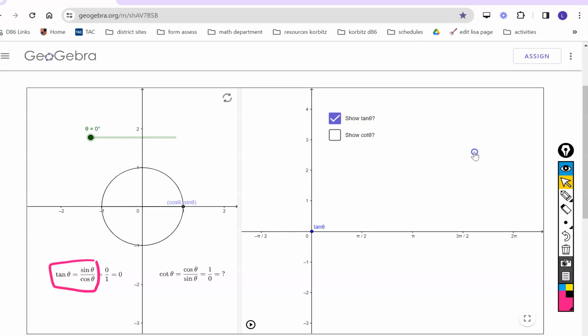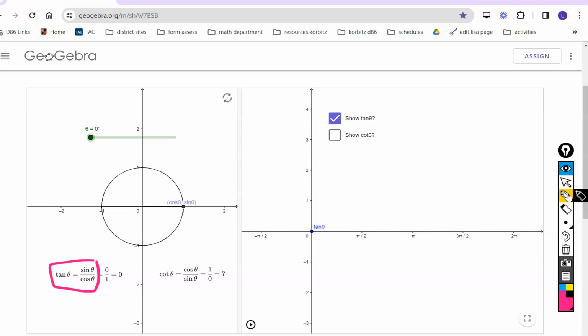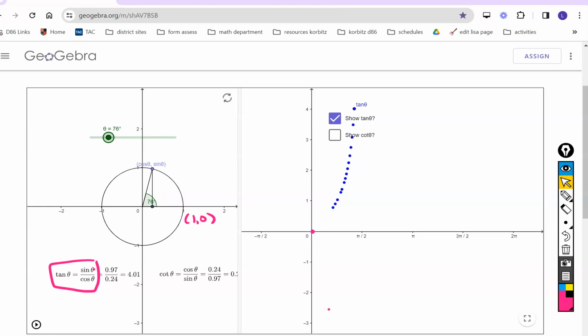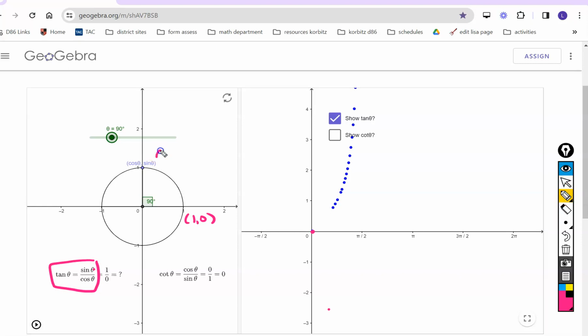Let's get started and think about what would happen at 0 degrees or 0 radians. Sine over cosine is 0, so here's a point right there at 0. But let's think about what would happen at 90 degrees. At 90 degrees, or pi over 2 radians, notice your sine over cosine would be undefined. So that's where we have our asymptote.